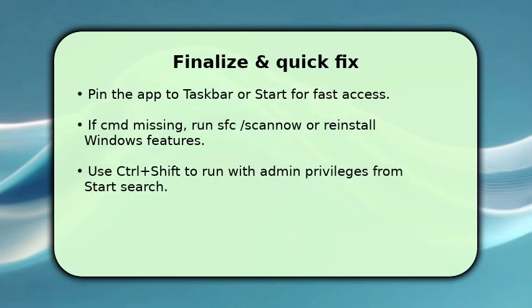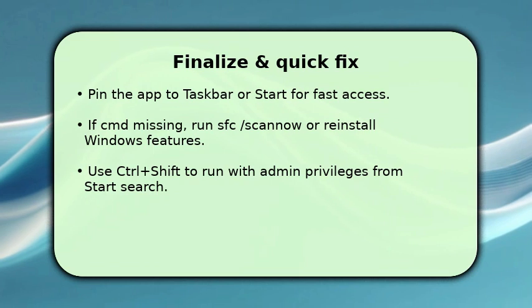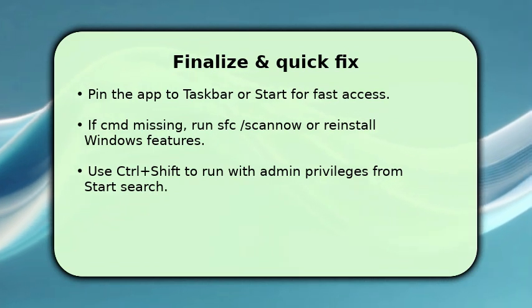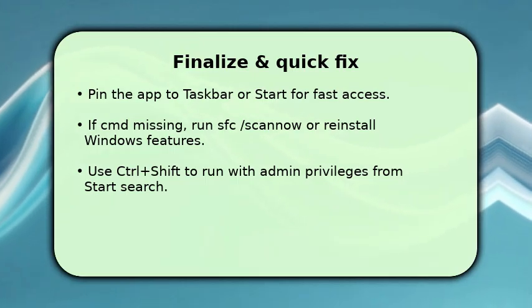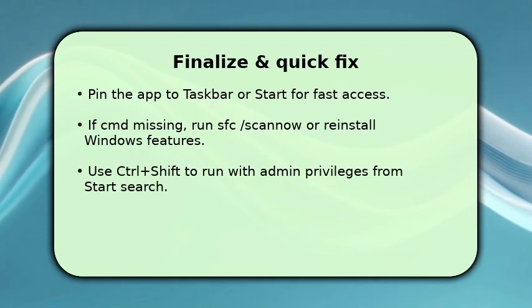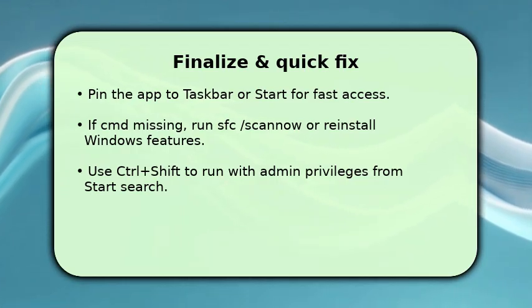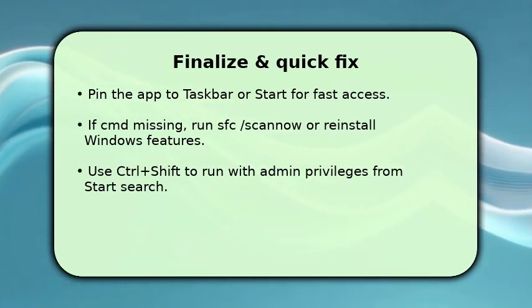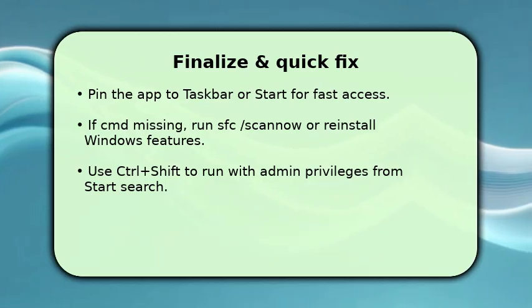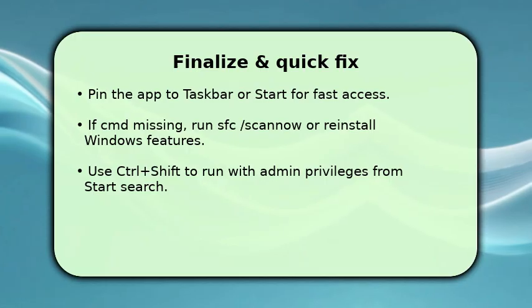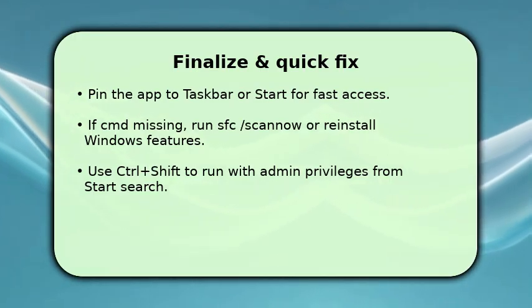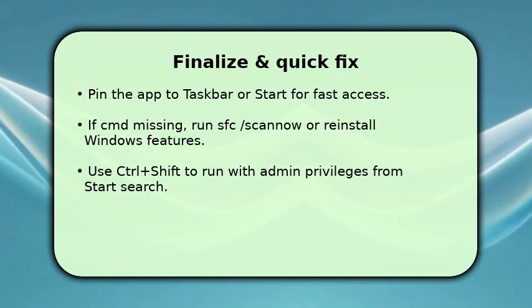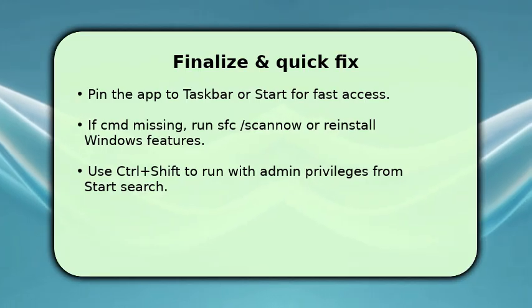To finish, customize access. Right-click the prompt and pin to taskbar or start so you open it instantly next time. If command prompt seems missing, run sfc /scannow in PowerShell or re-enable legacy features in optional features. This repairs corrupted system components. If search won't elevate, type the app name, then press Ctrl plus Shift plus Enter to run as administrator. If problems persist, reboot and try again. Many permission issues clear after a restart.